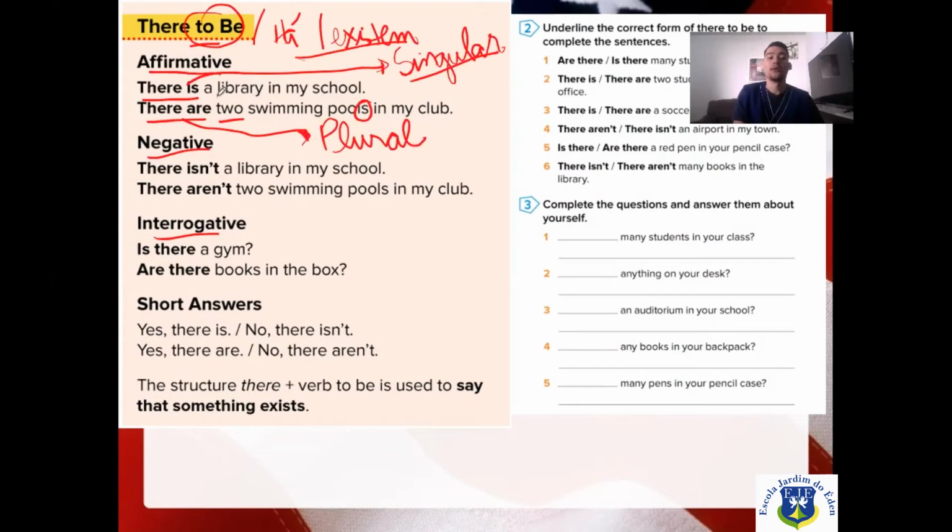Okay, so there is, we use in the singular, and there are, we use in the plural form.